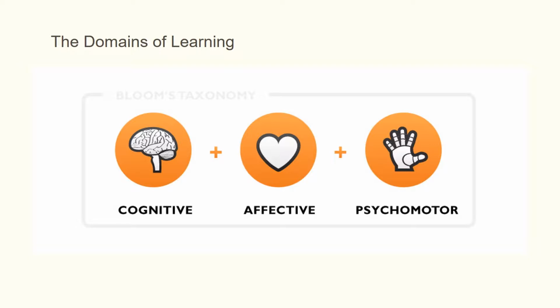The first domain was the cognitive domain, which dealt with mental skills, in effect knowledge. The second domain was the affective domain, which dealt with growth in feelings or in emotional areas. And the final domain is the psychomotor domain, which dealt with skills, either manual or physical.